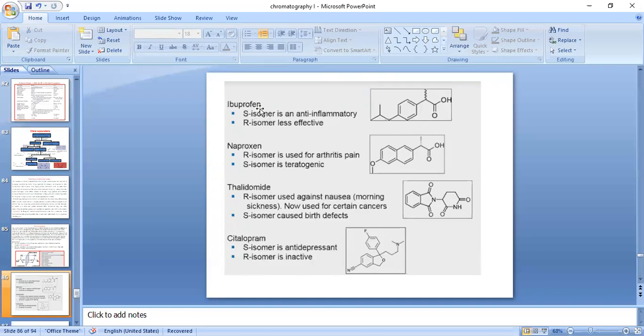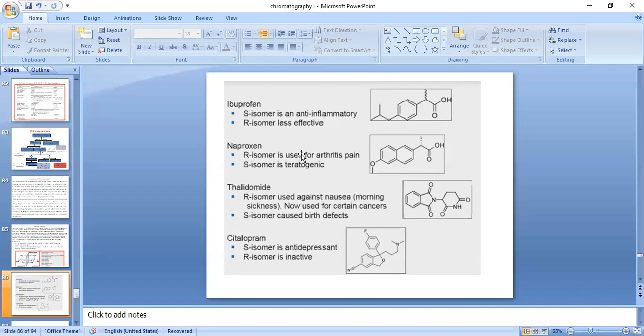जबकि आपके पास इब्रोफिन मॉलिक्यूल है, इसका एस आइसोमर जो है एंटी इंफ्लेमेटरी काम करता है, but its R isomer is less effective. So if you are administering the R and S isomers of this ibuprofen, the S isomer will do its work, but for the R isomer, the body will need to do extra work to metabolize it. That is, R isomer को metabolize करने के लिए उसको extra effort लगेगा. So again, this is not advisable.